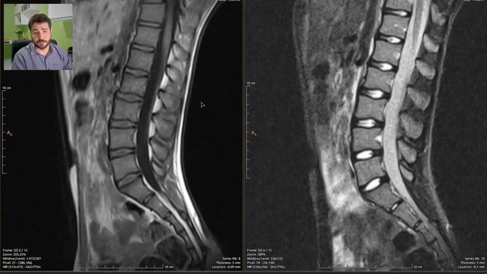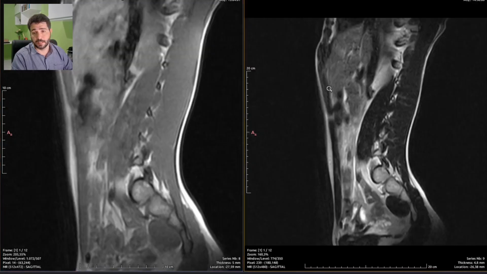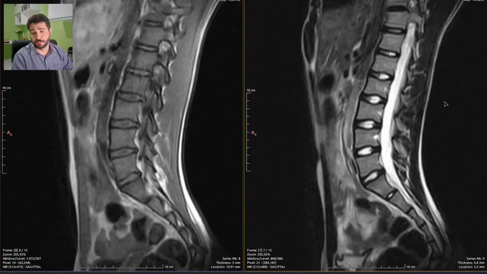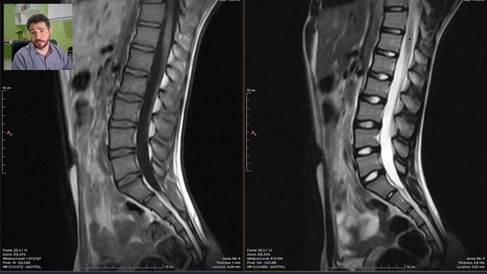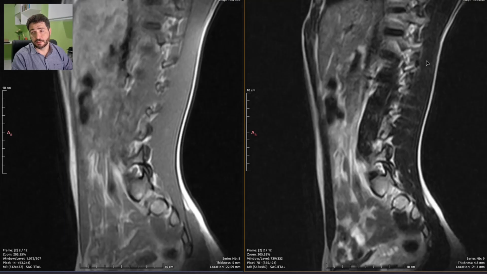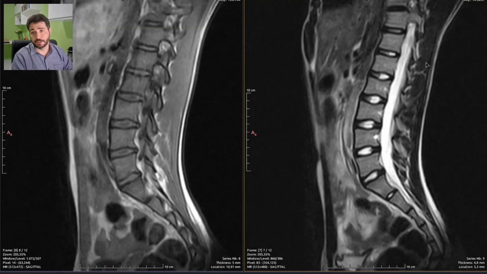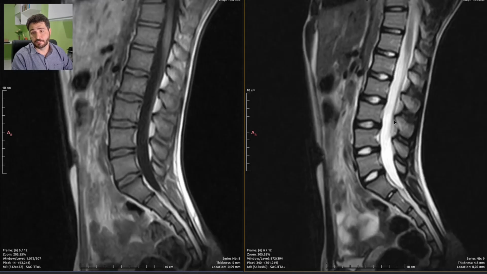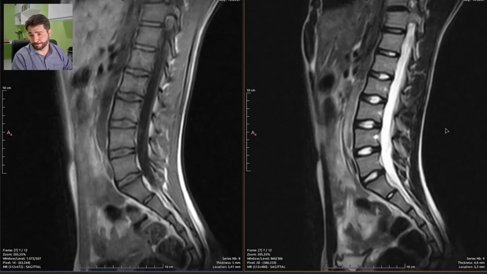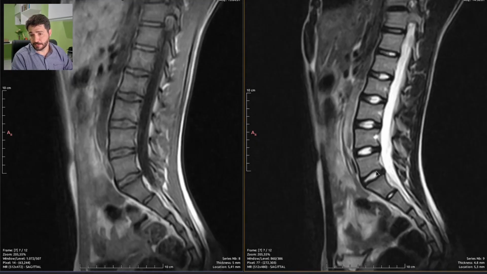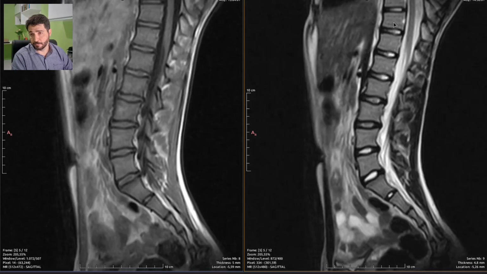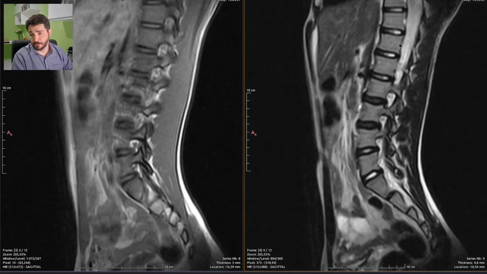Everything seems to be in place. I can't really see any signs of disease here. Let's get a pure T2 weighted image. Liquid is right. The medulla is right where it should be. The nerve roots are okay. Joints fine. Discs perfectly hydrated and morphologically awesome.